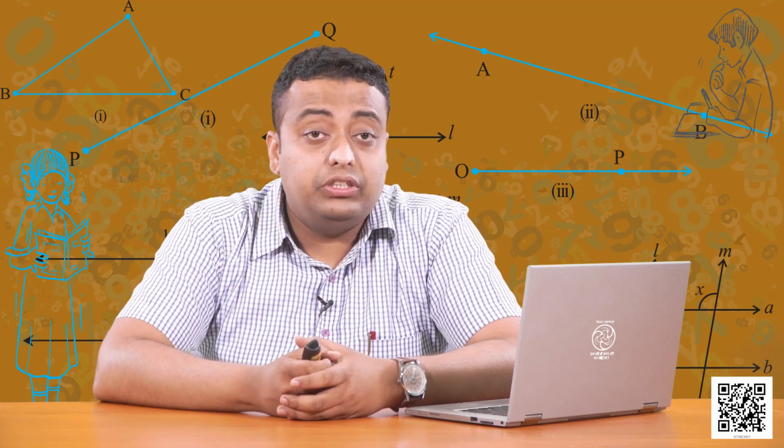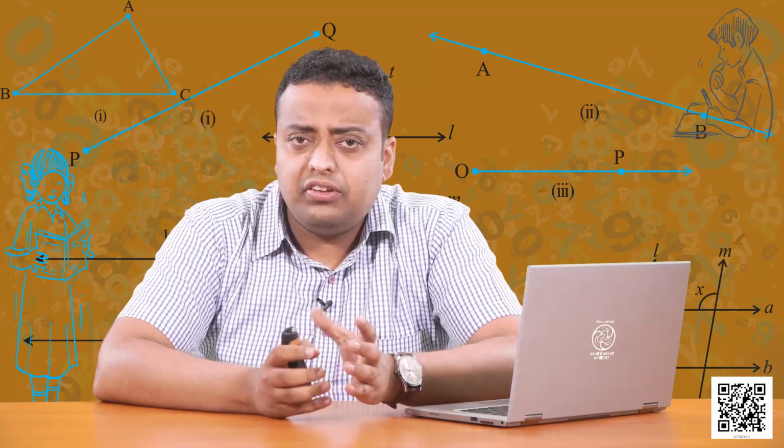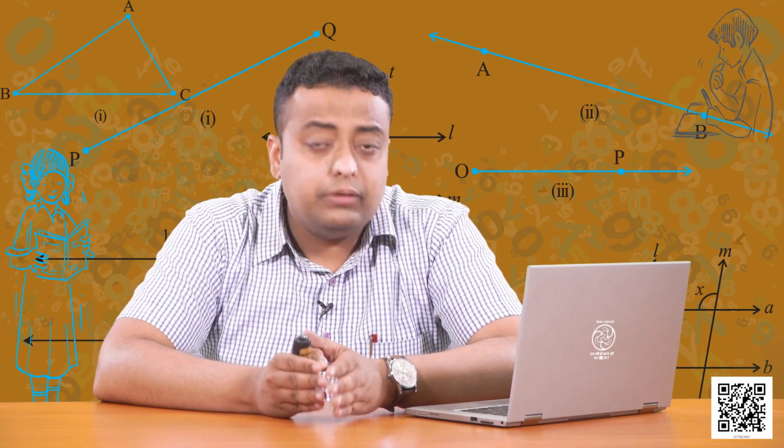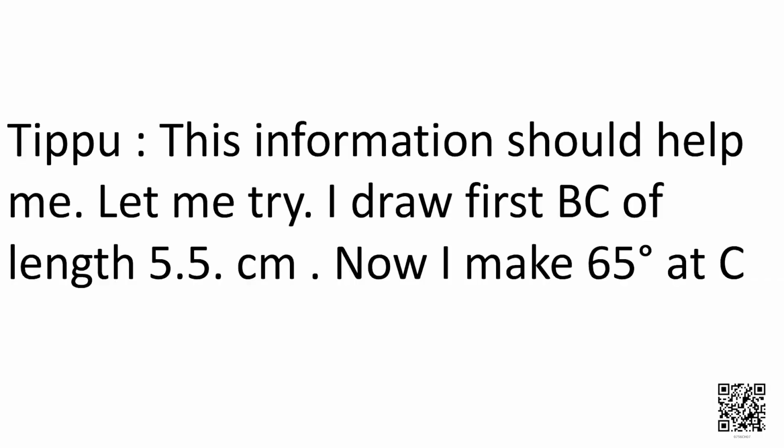So then Appu says, what shall we do? Tipu replied, more information is needed. So Appu then modified his earlier statement. He says that in triangle ABC, the lengths of 2 sides are 5.5 cm and 3.4 cm, and the angle between these 2 sides is 65 degrees. So Tipu replied that this information should help him.